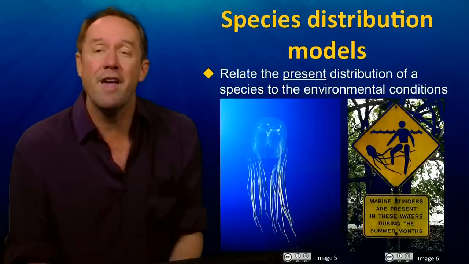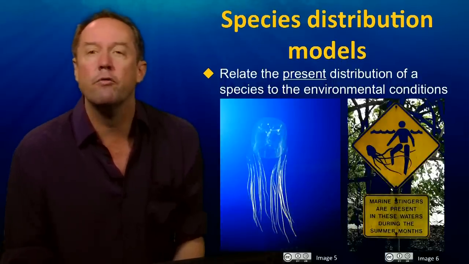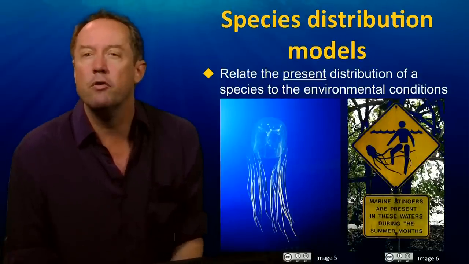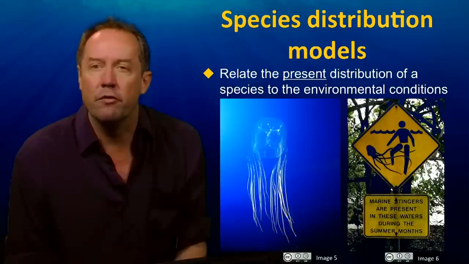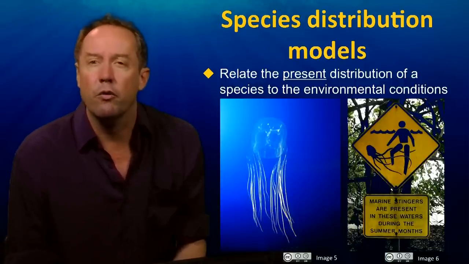So let's use that now to start looking at species distribution models. That is, models that tell us where a species are existing in space. And we're going to use the example of dangerous jellyfish, which is, of course, of great interest to tourism and local communities.